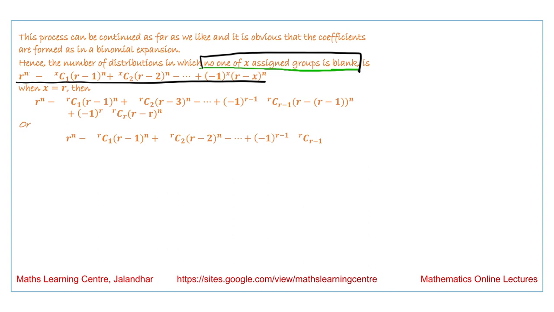And in this result, if we substitute X is equal to R, the final answer we obtain is in this form. So these are the total number of ways we are talking about in this case. So this will be more clear to you with our next examples.